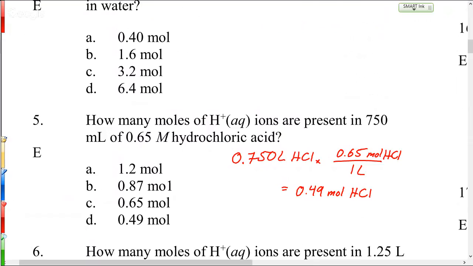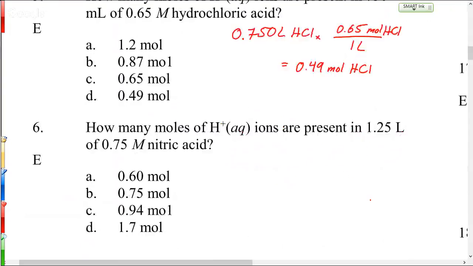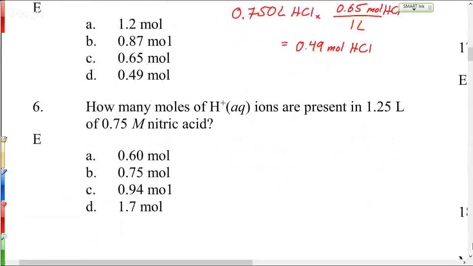But how many moles of hydrogen ions are present in 0.49 moles of HCl? Is it 1-to-1 or is it different like the previous problems? It's 1-to-1 because every HCl unit has one hydrogen. If that were H2SO4, sulfuric acid, then we'd have to multiply by 2 because there'd be twice as many H+ because it's H2SO4 instead of just H.